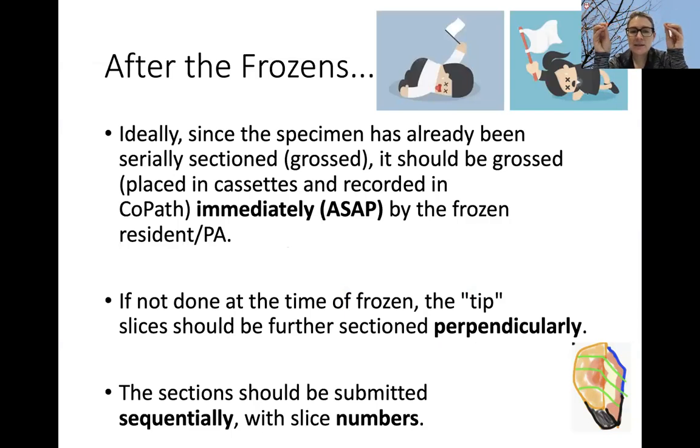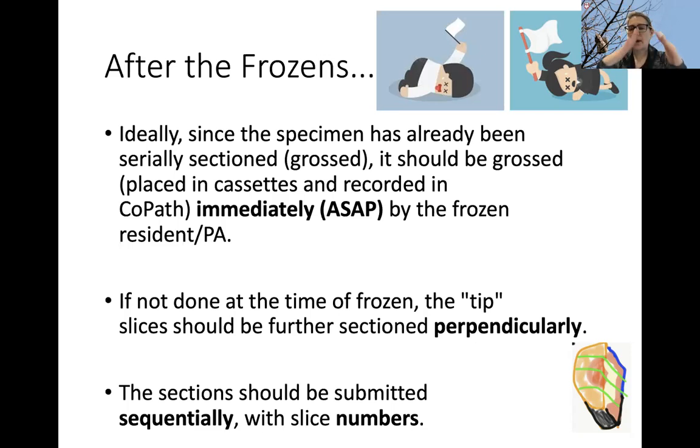Okay, so after you've done all these mega frozens for this patient, ideally, since the specimen has already been serially sectioned, it should essentially be grossed, like placed into cassettes and documented in COPATH as soon as possible by whoever did the sectioning. Transitioning this to another person when absolutely necessary, you can do, but I really, really ask and advocate that if you've already done this amount of work, just finish it, because wrapping it up, placing numbers on a piece of paper, and transferring it to another person, they don't know what you did, not having adequate triage notes, it can get very confusing.